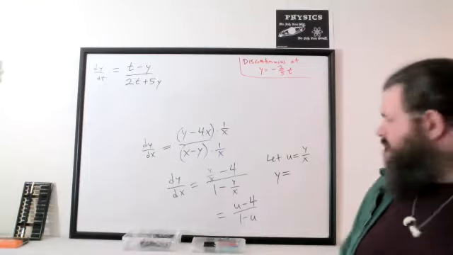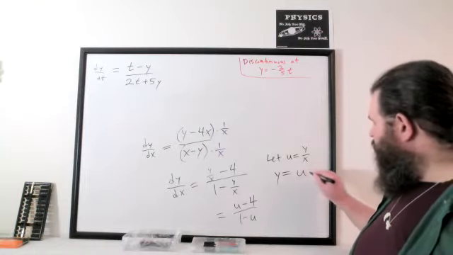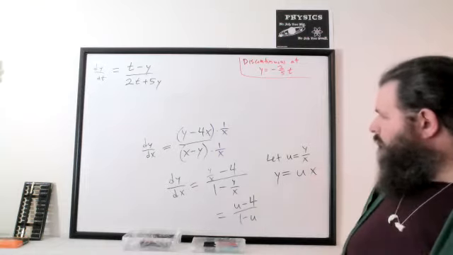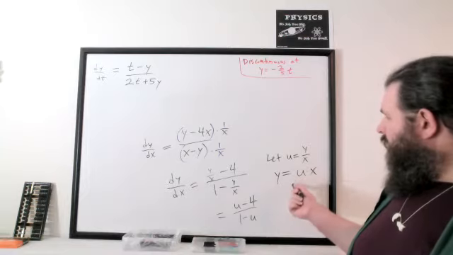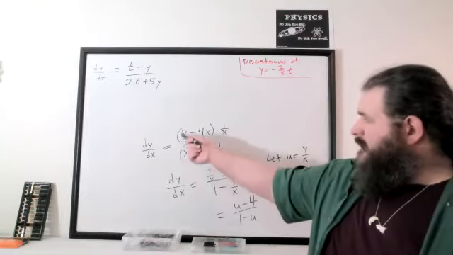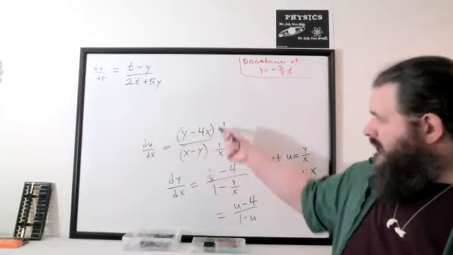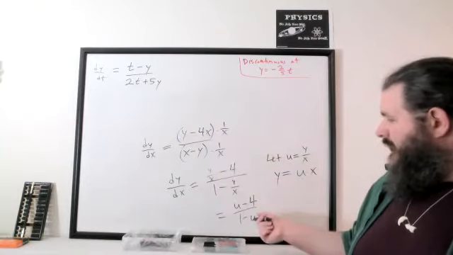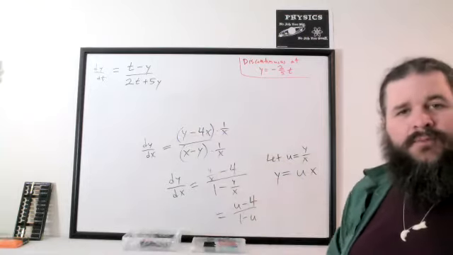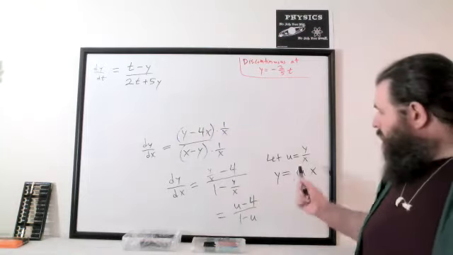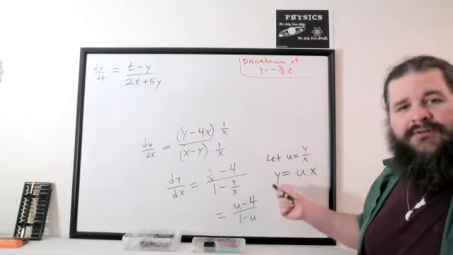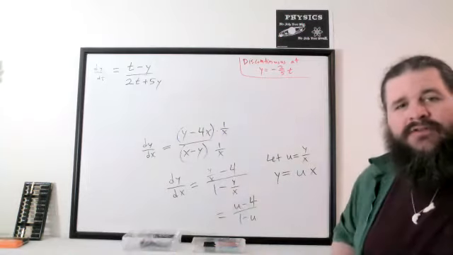Y would equal u times x. So another way to look at this is everywhere you see y in the original, you could replace it with u times x, and then divide both sides by x. You still end up with u minus 4 over 1 minus u. But the important thing about this is not so much the value of y in terms of u and x, but the value of the derivative.